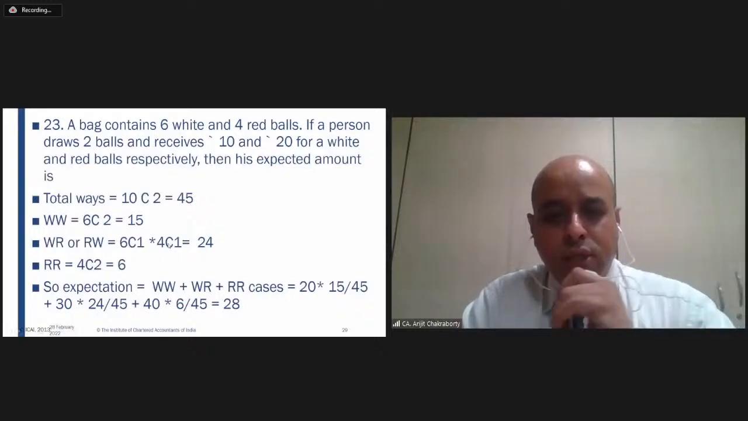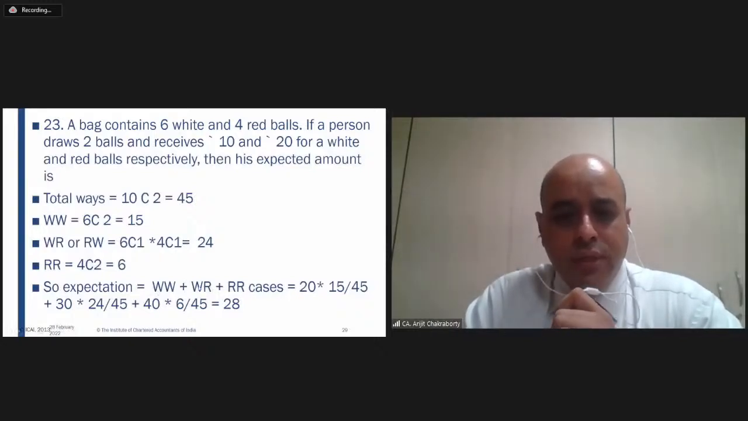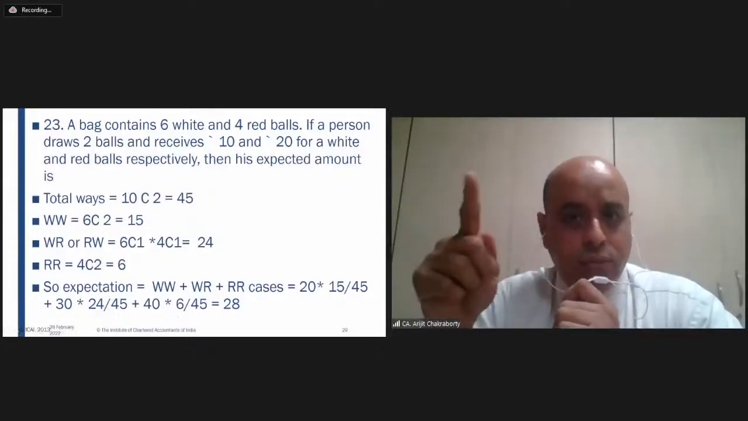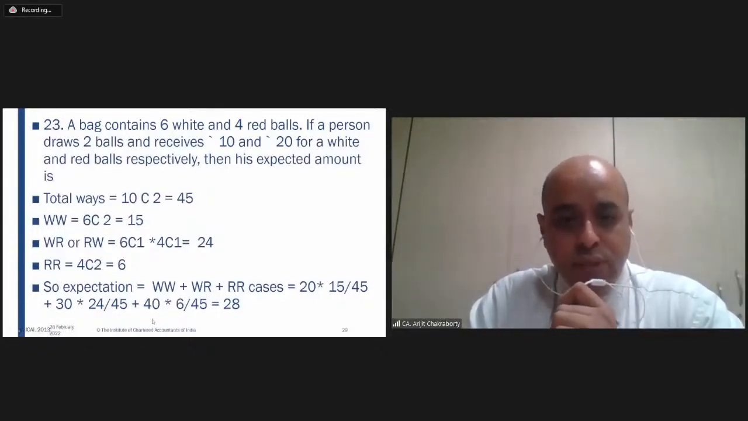So the expectation is WW, or it can be WR, white and red, or it can be red and red. So the case is 10 rupees, 20 rupees. So 10 rupees into 15 by 45. So 15 is when you are getting 2 white balls. Please note, it has become 20 rupees now because you are getting 2 white balls. You will get 30 rupees for a red and white ball. So red and white balls, 30 into 24 by 45. And 2 red balls means 20 and 20 rupees, 40. So 40 rupees into 6 by 45.